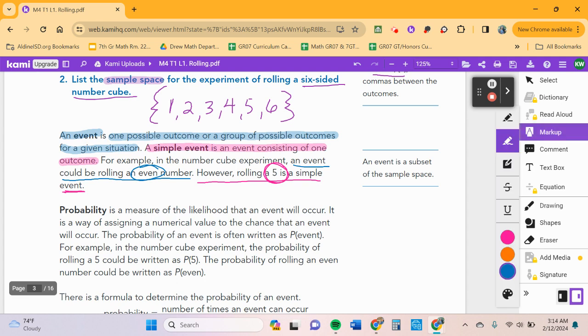All right, and now let's get into our last vocabulary word for this page. Let's use green, which is probability. Say probability. Probability. I hope you said it. All right, let's highlight this. This is what we're talking about in this whole topic here. It is a measure of the likelihood that an event will occur.